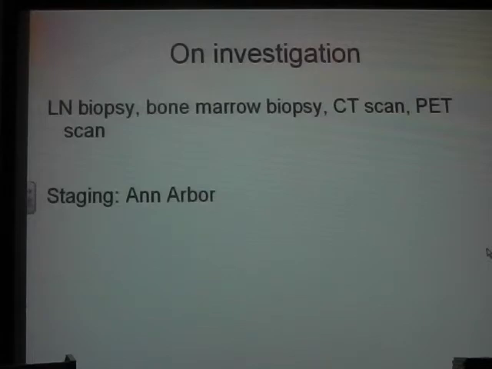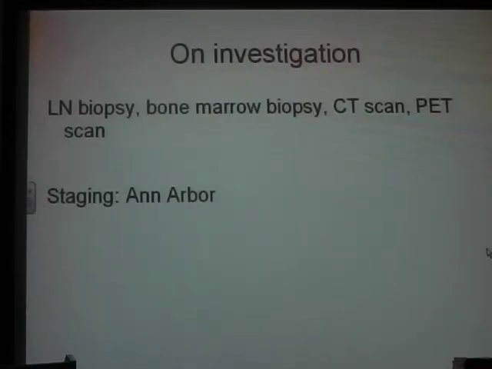We're going to investigate by having a look in the lymph nodes and in the bone marrow, and do a CT and a PET scan to see how far the lymphoma has spread. Who's heard of the Ann Arbor staging classification? Yeah, one or two of you. I don't know how relevant it is.